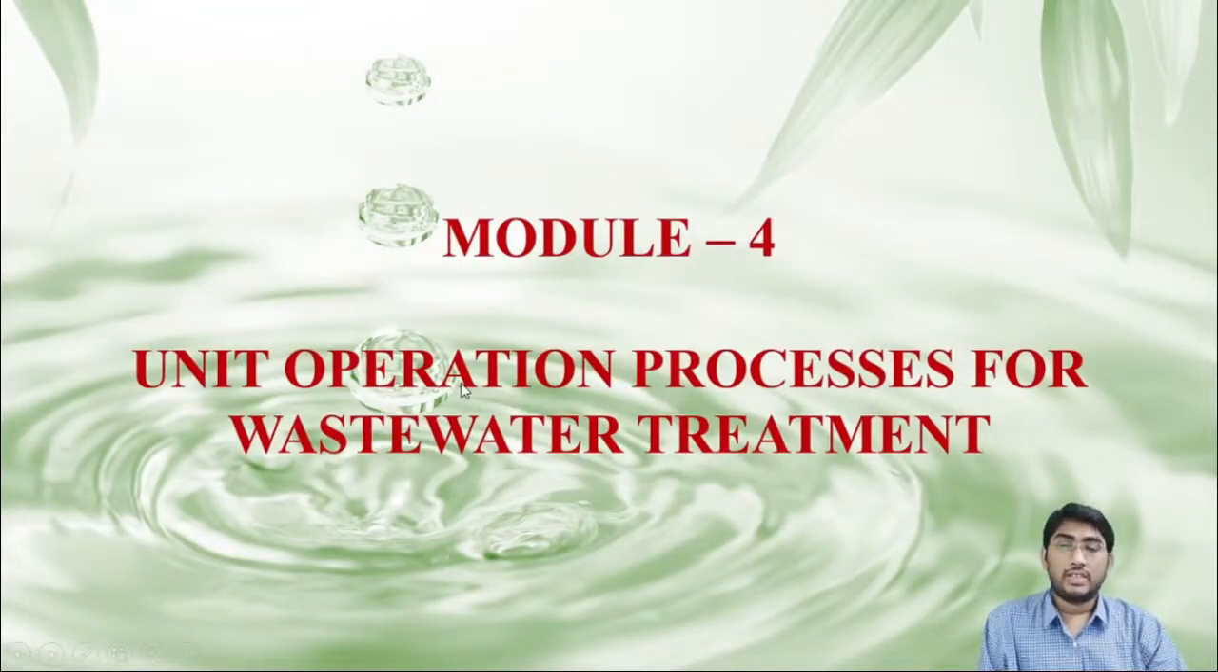So we are discussing unit operation processes for wastewater treatment. Up till now we have already discussed two processes, that is screening and the grit chamber. We have already studied why these processes are required, and also the design criteria and numericals related to these units, that is, the design of these units, have already been covered. In this video we will see some more processes related to the wastewater treatment plant. So let us begin.